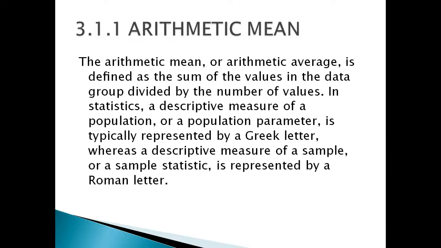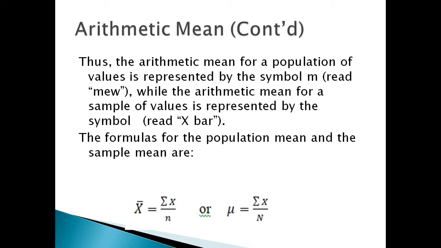In statistics, a descriptive measure of a population, or a population parameter, is typically represented by a Greek letter. Do you understand? A population will be represented by a Greek letter, whereas a descriptive measure of a sample, or a sample statistic, is represented by a Roman letter. You will get the meaning. So the arithmetic mean for a population of values is represented by the symbol mu, while the arithmetic mean for a sample of values is represented by the symbol x bar.